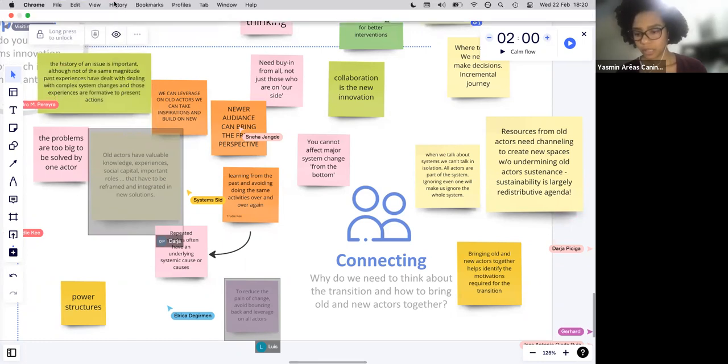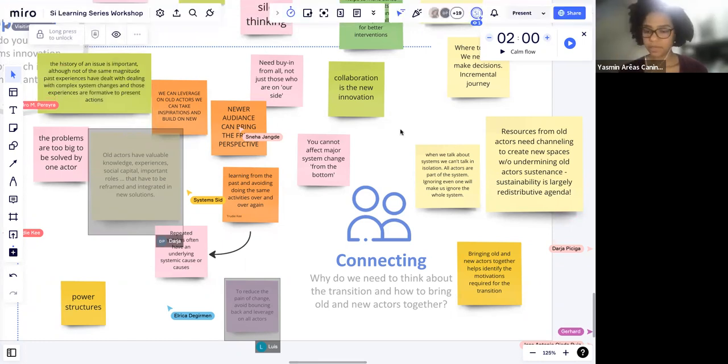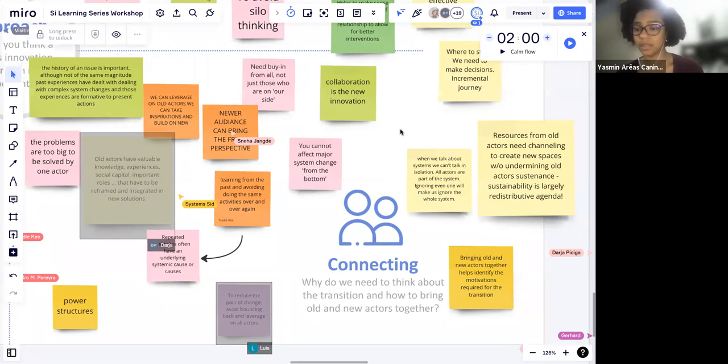Just a couple more here, bringing all the new actors together, as we talked. When we talk about systems, we can't talk in isolation. All actors are part of the system. Ignoring even one will make us ignore the whole system. Good one. Resources from old actors need channeling to create new spaces without undermining old actors' sustenance. Sustainability is largely redistributive agenda.